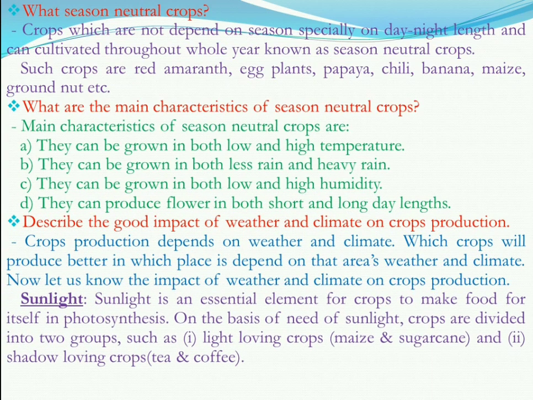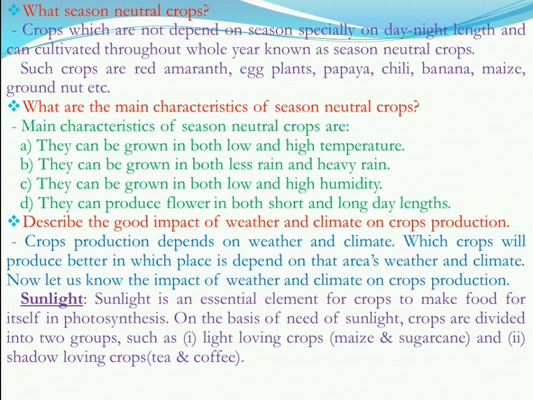First of all, sunlight is a part of weather and climate, and that is very essential for crops. Sunlight is an essential element for crops to make food for themselves in photosynthesis. In earlier classes you already learned what photosynthesis is, how crops and plants take sunlight to make their own food in the presence of chloroplast, carbon dioxide and water. So sunlight is mandatory for that process. Here sunlight has a good impact on crop production.